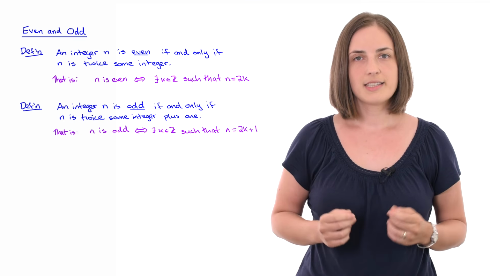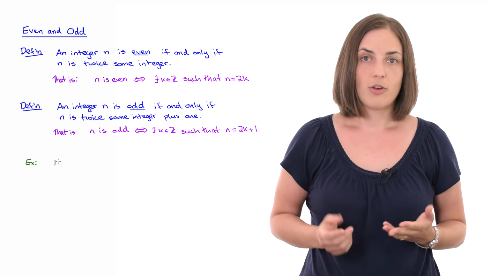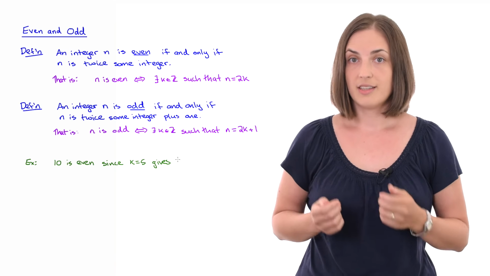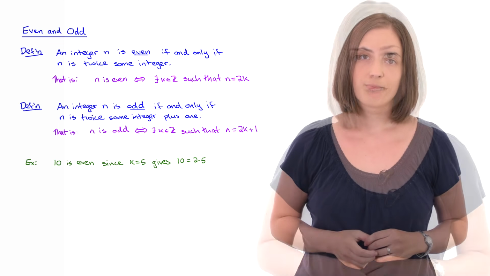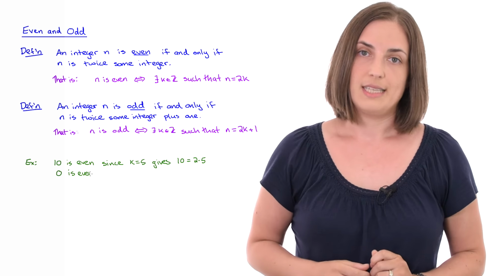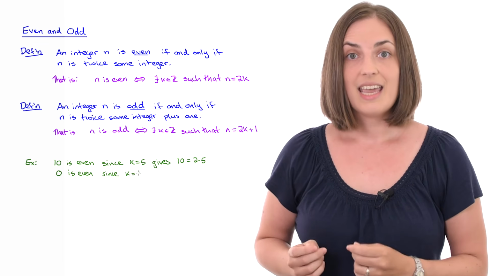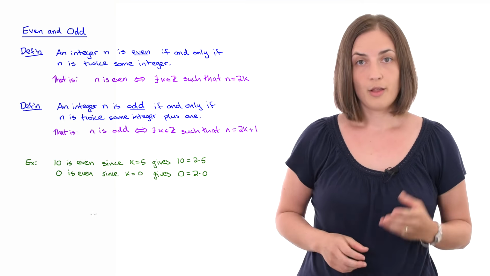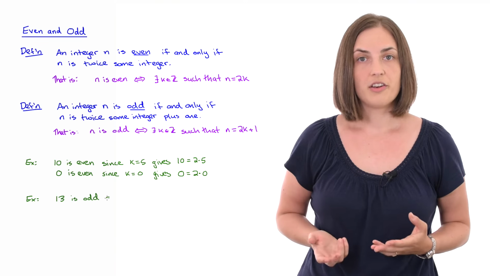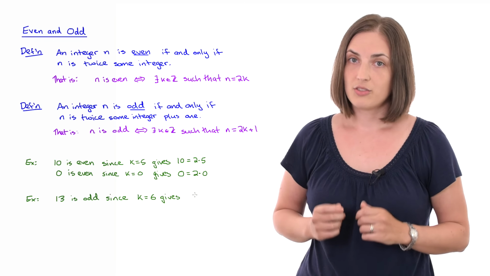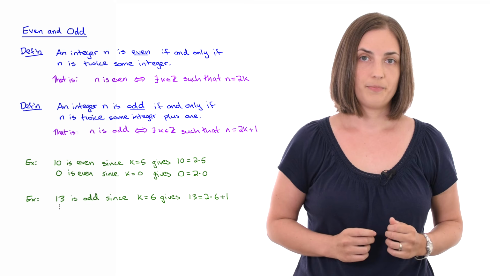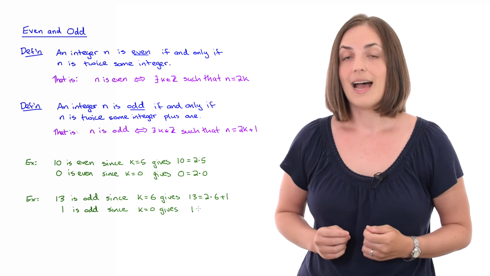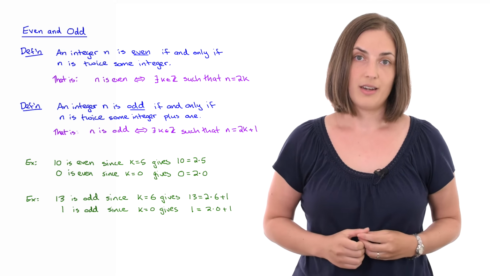Let's think about a couple of examples. First of all, 10 is even. This is because using k equals 5, we see that 10 is 2 times 5. Also, 0 is even. This is because taking k equals 0 gives us 0 equals 2 times 0. The integer 13 is odd because 13 can be written as 2 times 6 plus 1. Also, the integer 1 is odd, and this is because we can write 1 as 2 times 0 plus 1.